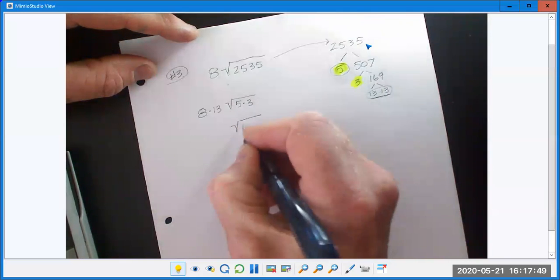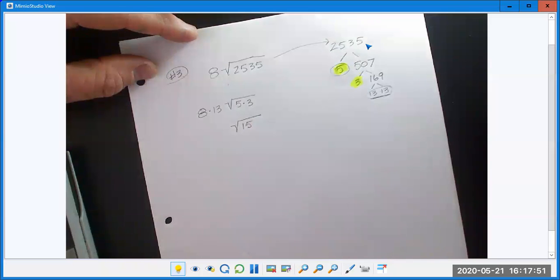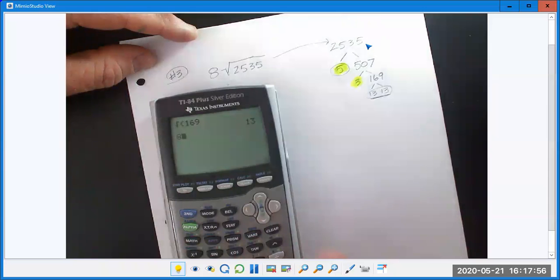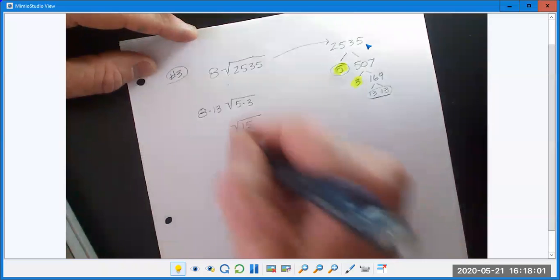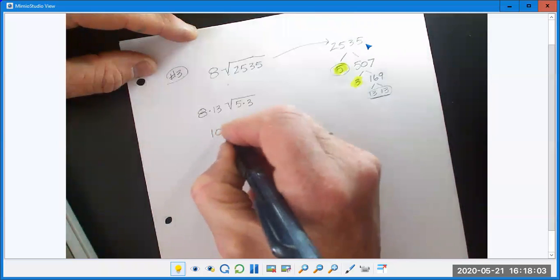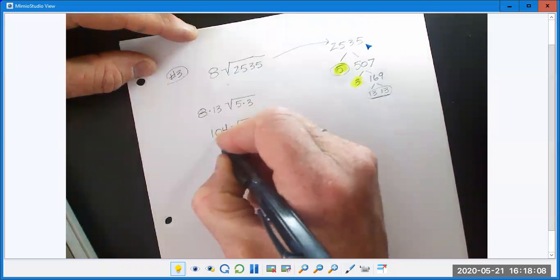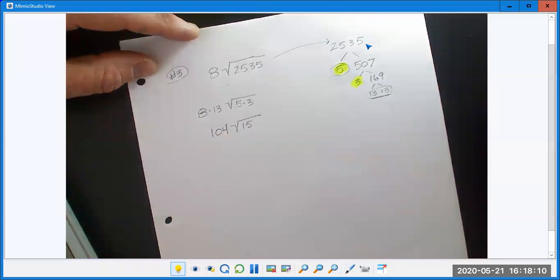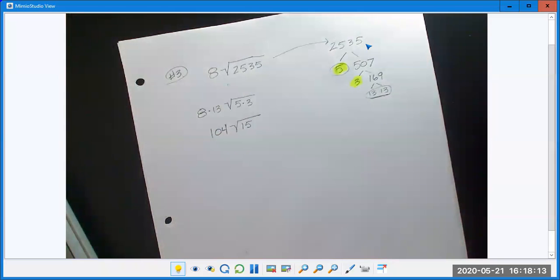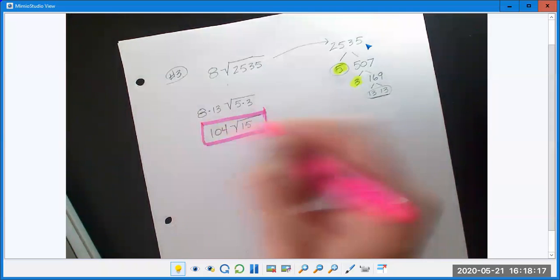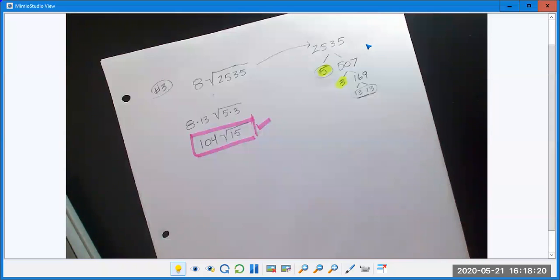So 5 times 3, this is going to stay a radical 15. And what is 8 times 13? $104. So the final answer is 104 radical 15. All righty, tough problem. Let's take a look at the next one.